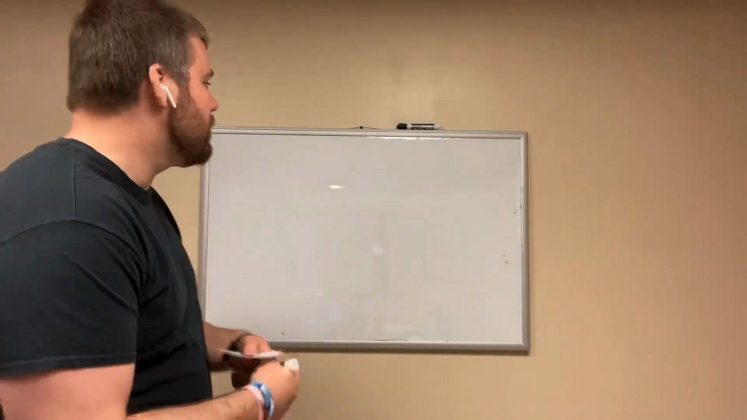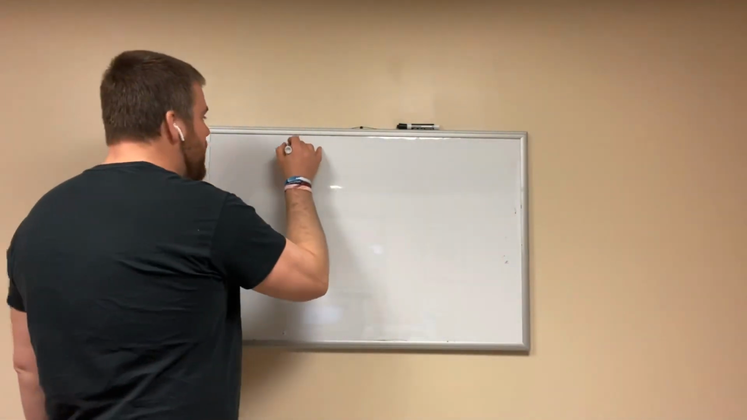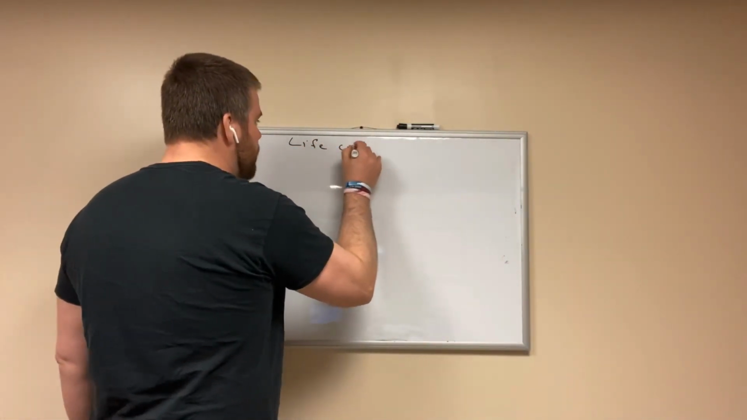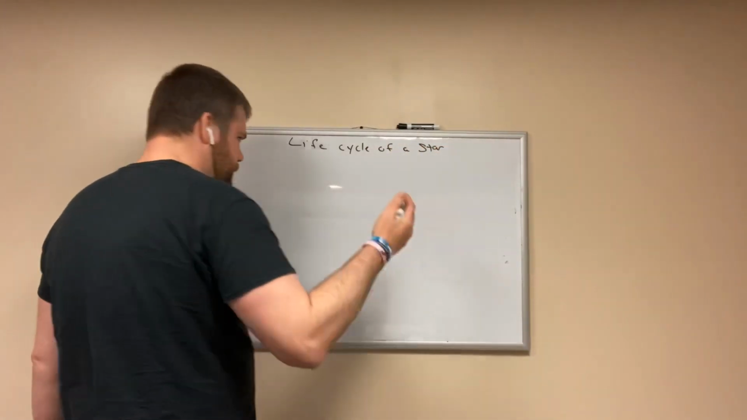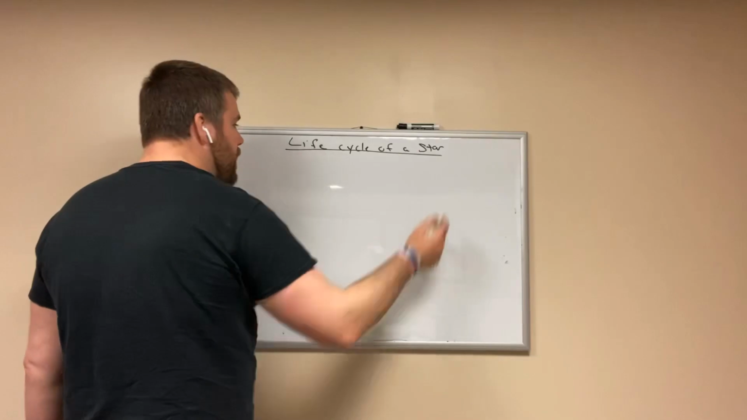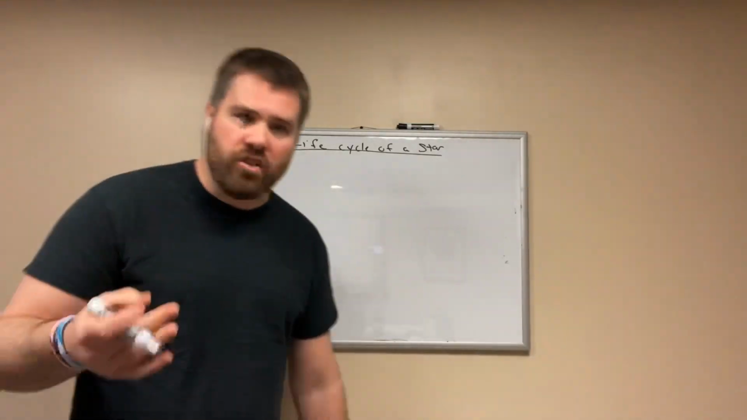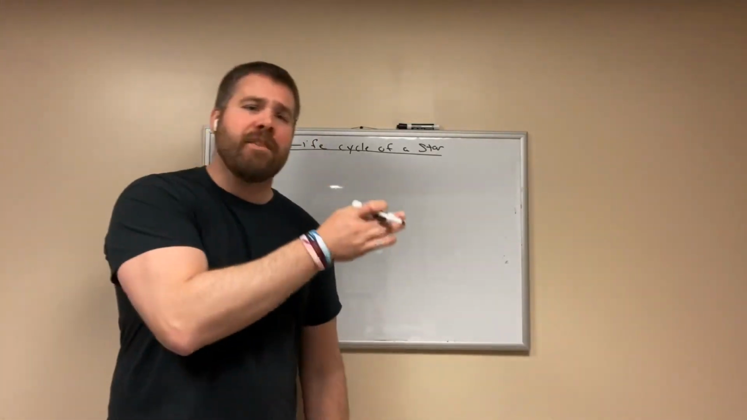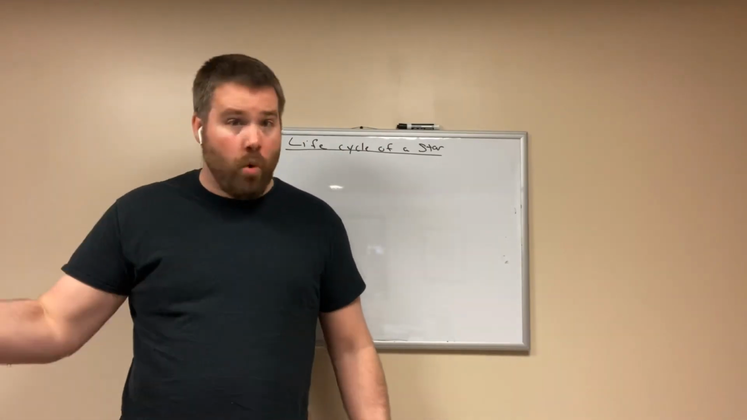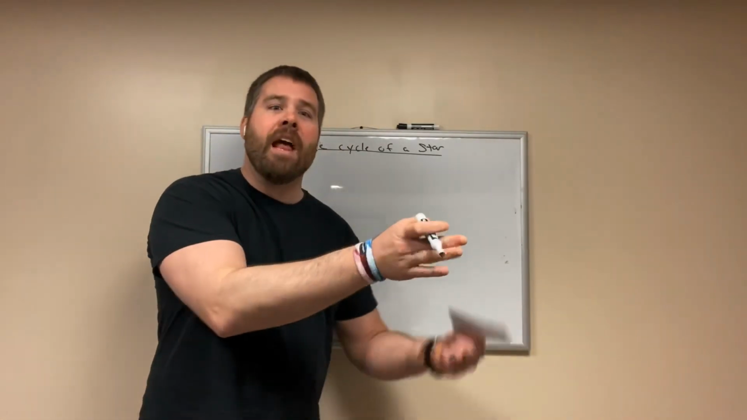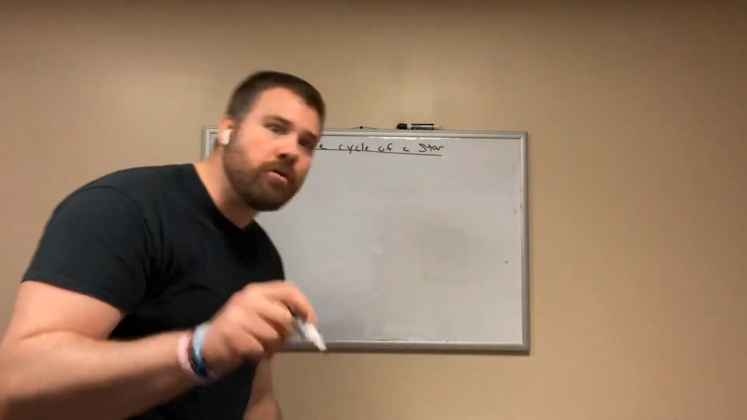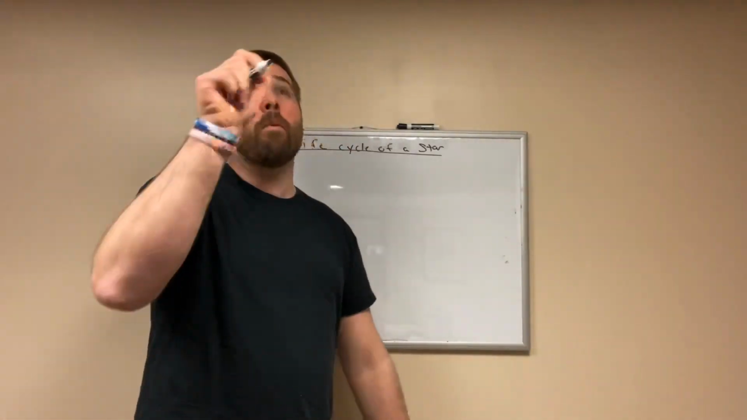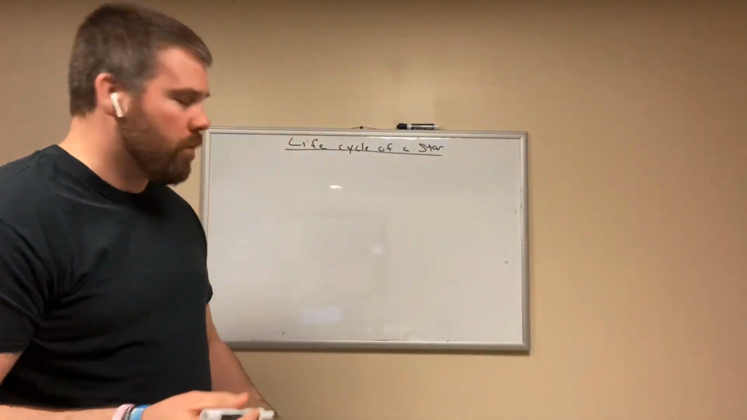But anyway, today we're going to look at the life cycle of a star. Now, it's pretty simple. Just like us as humans, we all have a life cycle. We are born, we grow old, and then we die. It's called the circle of life, right? It's a cycle. A cycle is round. We get born, we die. It's kind of morbid, but that's what it is.